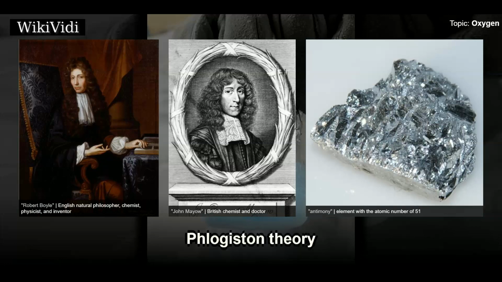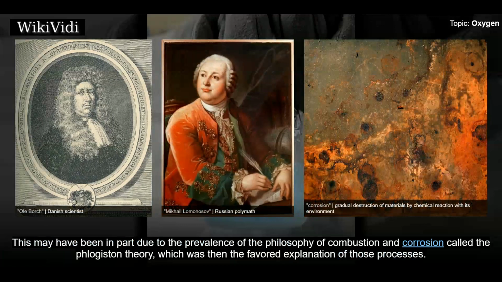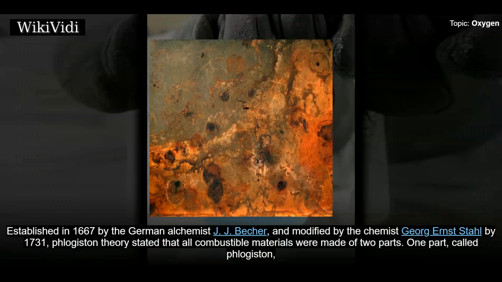Phlogiston theory. Robert Hooke, Ole Borch, Mikhail Lomonosov, and Pierre Bayen all produced oxygen in experiments in the 17th and the 18th century, but none of them recognized it as a chemical element. This may have been in part due to the prevalence of the philosophy of combustion and corrosion called the phlogiston theory, which was then the favored explanation of those processes.